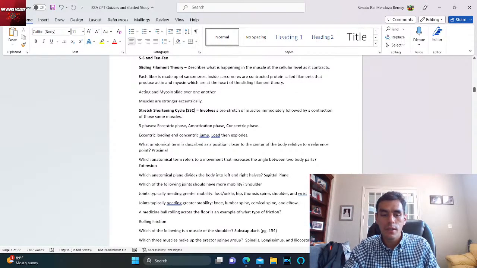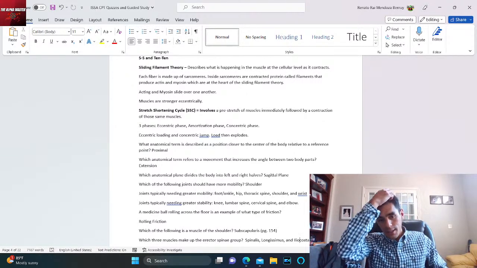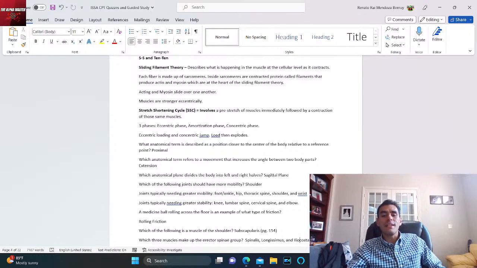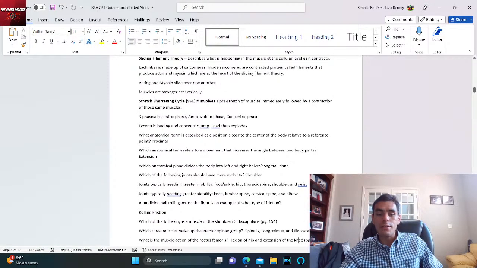Which three muscles make up the erector spinae group? The three muscles that make up the erector spinae group are going to be the spinalis, longissimus, and iliocostalis.